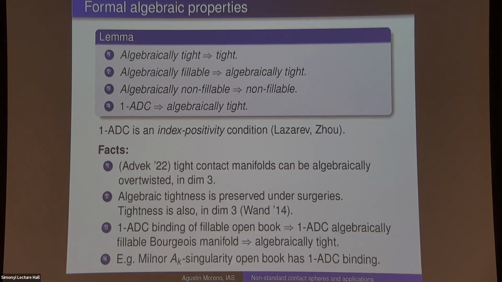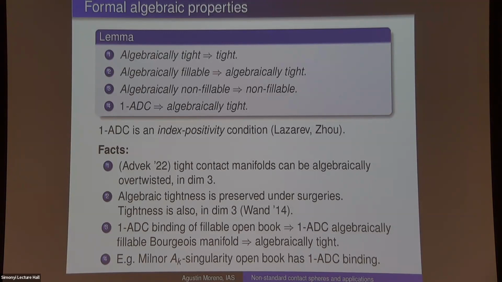There are a bunch of facts in this direction. Tight contact manifolds can actually be algebraically overtwisted, at least in dimension 3. Russell Avdek constructed an example of a contact 3-manifold which is actually tight but has vanishing contact homology, which is rather surprising, at least to me. This really means that these algebraic notions are worthy of study on their own. Algebraic tightness is also preserved under surgeries. One would like to say that the same is true for tightness, that whenever you do surgery on a tight manifold, you still have a tight manifold. That is only known in dimension 3, and we don't know that in higher dimensions. But we do know it for algebraic tightness, as it follows from functoriality properties of the DGA.